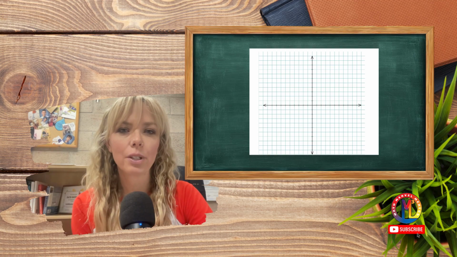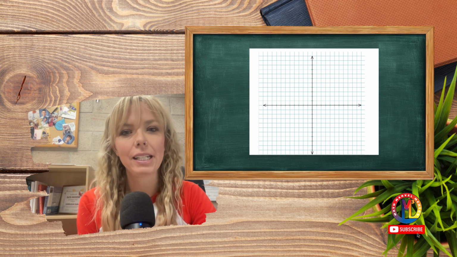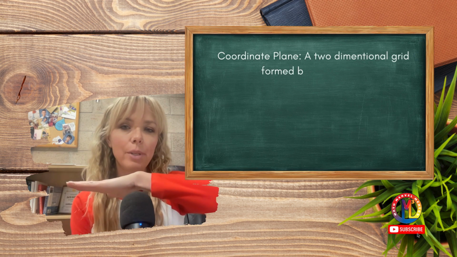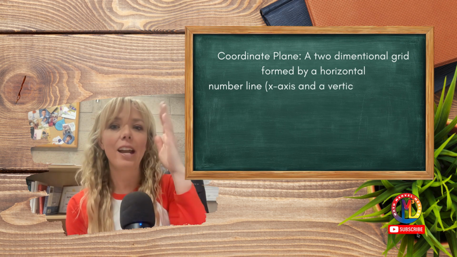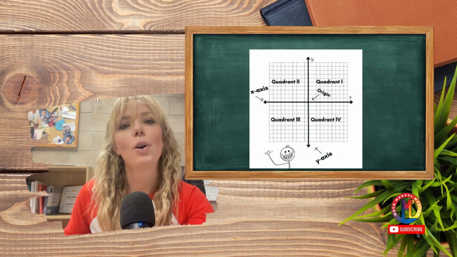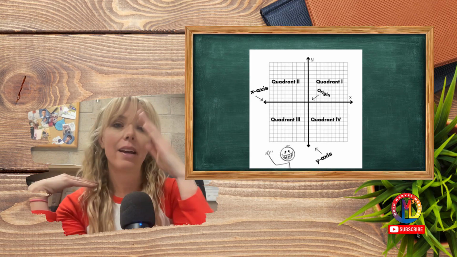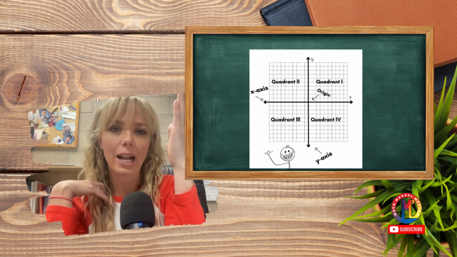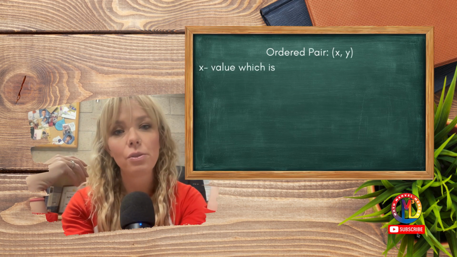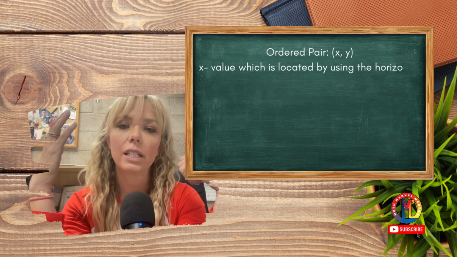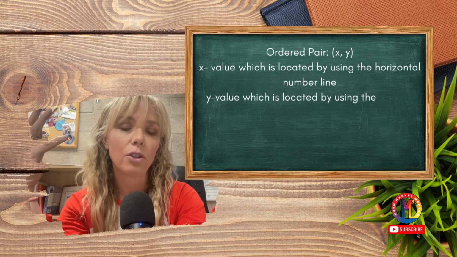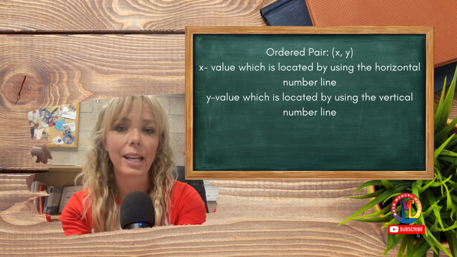So here we have a coordinate plane, and a coordinate plane is a two-dimensional grid formed by a horizontal number line, which is going to be our x-axis, and then a vertical number line, which is going to be our y-axis. And with a coordinate plane, because we have both an x and a y-axis, we can graph any number, positive and negative, with two sets of numbers, our x coordinates and our y coordinates. And so this allows us to show a variety of quantities and values in one setting by putting it on a grid.